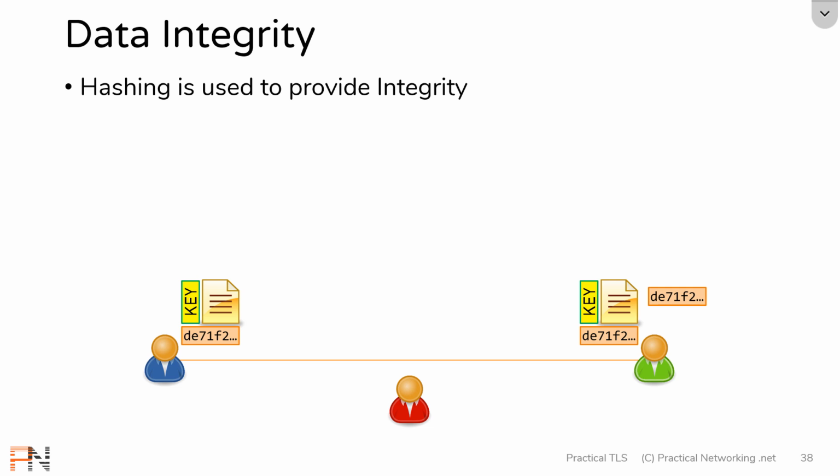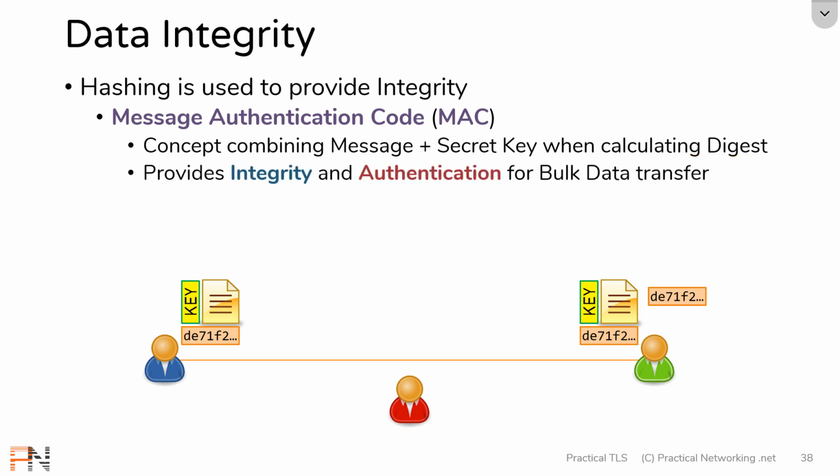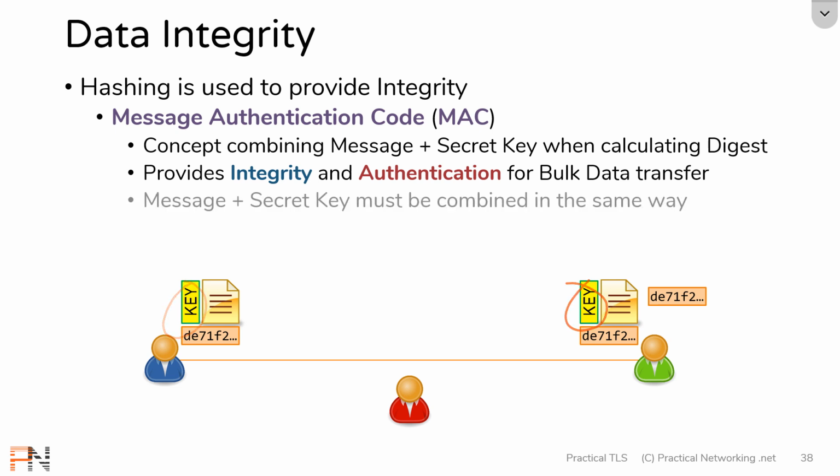This concept that we just discussed is known as a message authentication code. It is the idea of combining both a message and a secret key when calculating the digest for the purpose of acquiring integrity and authentication for bulk data sent across the wire. Now there's one thing we have to understand about MACs, is that not only do both parties have to establish the same key, they also have to agree upon a specific way of combining the message with the key to get the same digest.